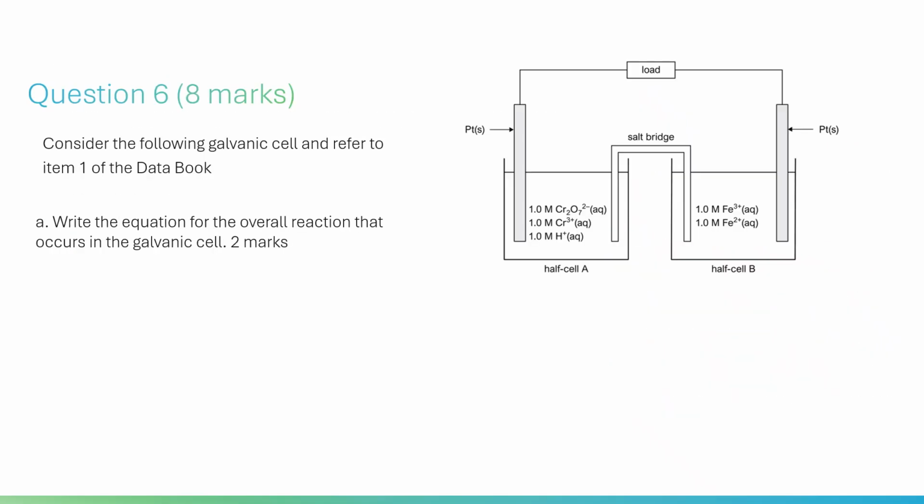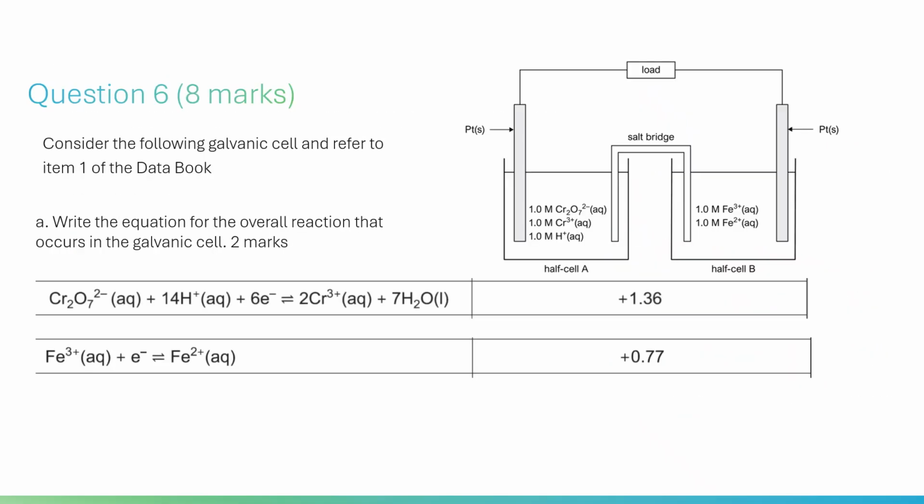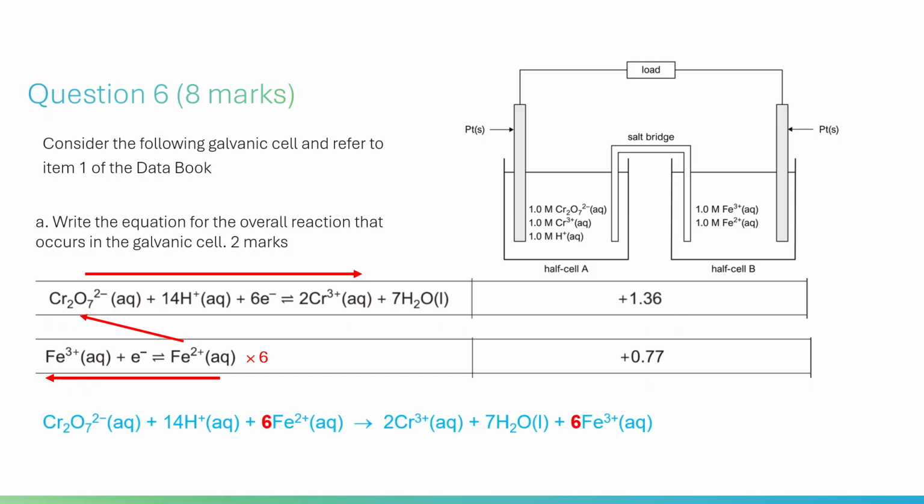The spontaneity of the reaction is confirmed by consulting the Electrochemical Series. The standard reduction potential for the dichromate ion is significantly higher than that of the iron 3 ion. This potential difference dictates that the dichromate ion will act as the strong oxidizing agent, accepting electrons from the iron 2 ion, the reducing agent. Applying the diagonal rule, or the rule of opposites, to the half reactions yields the overall balanced equation.